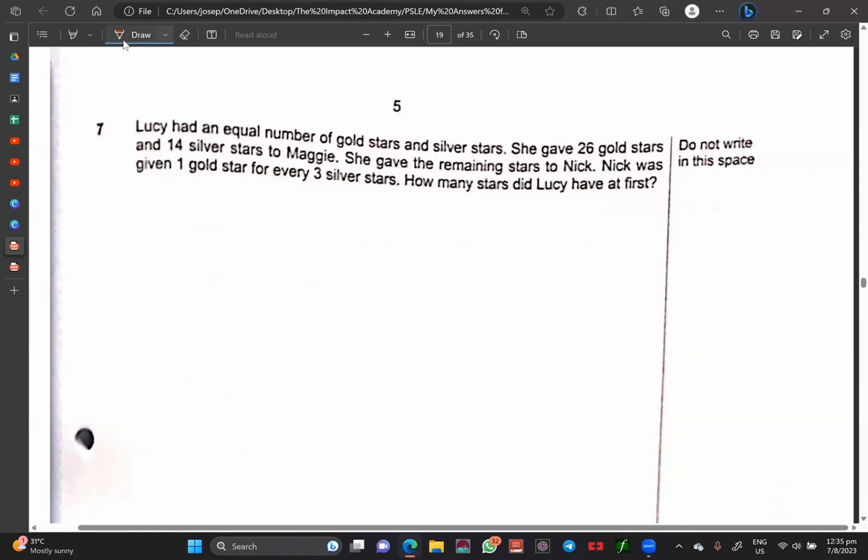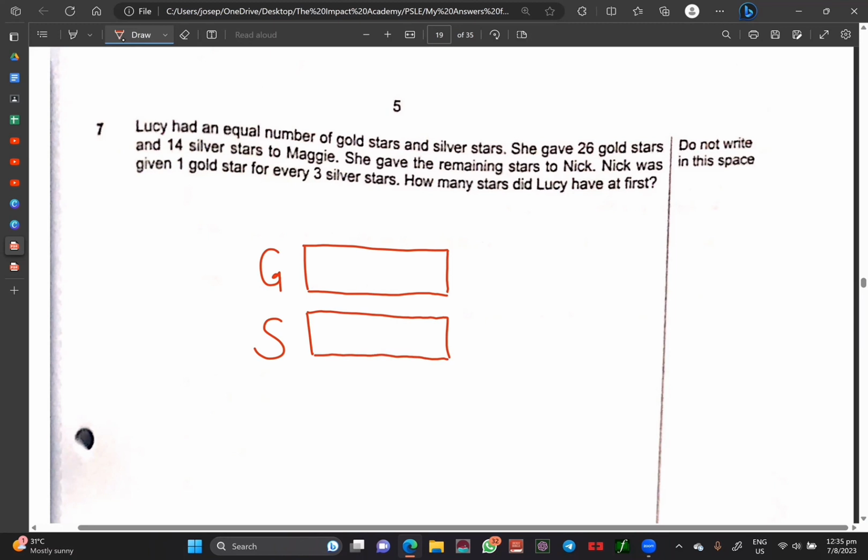Hi everyone, today we are looking at a question like this. As you can see over here, it says that Lucy had an equal number of gold stars and silver stars. So gold stars over here, silver stars over here. We show that the models have to be of the same size, so we make sure the models are of the same size.